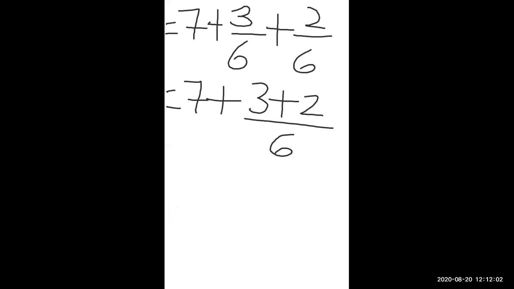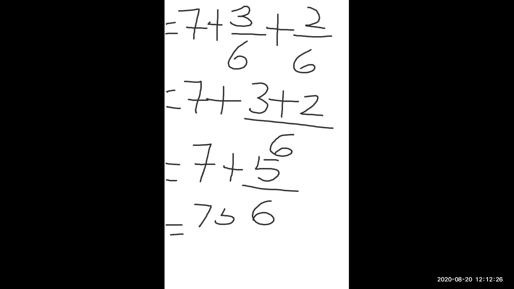Now your next step will be equal, 7 as it is, plus as it is, and 3 plus 2 becomes 5 upon 6. What did you get? 7 plus 5 upon 6. Now the last step: you have to remove the plus sign and your final answer is 7 5 upon 6. Your last answer is what? 7 5 upon 6. Now I hope you people have understood the first method of how you are going to solve it.